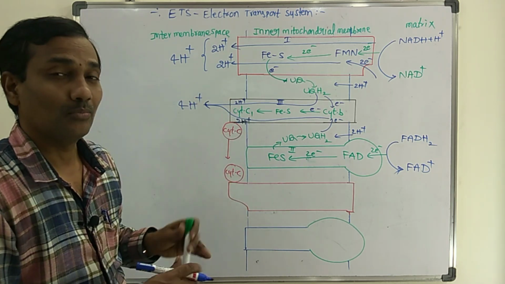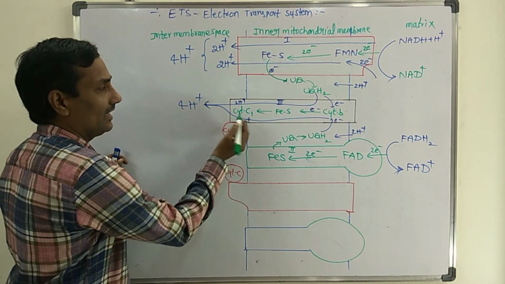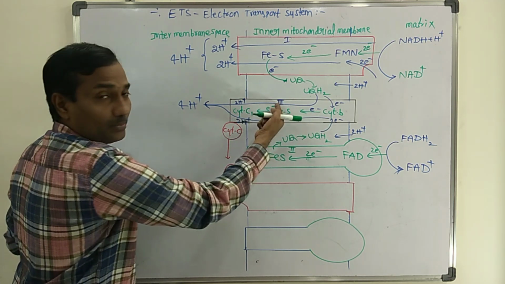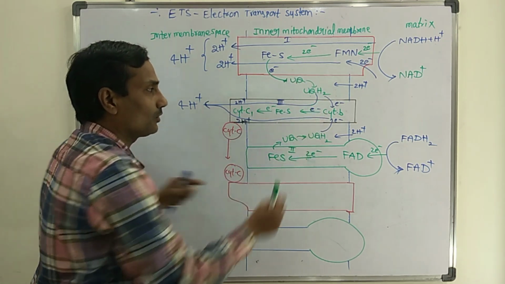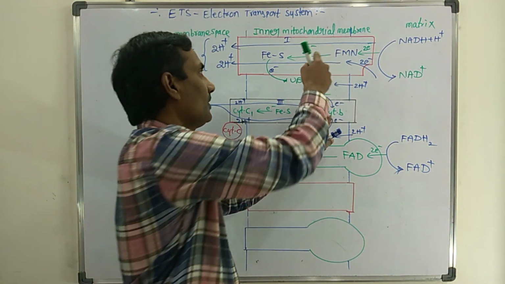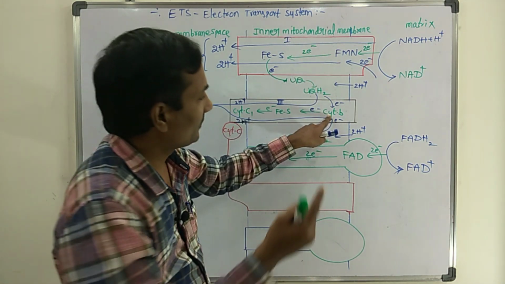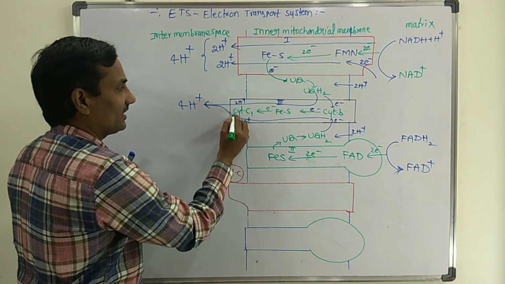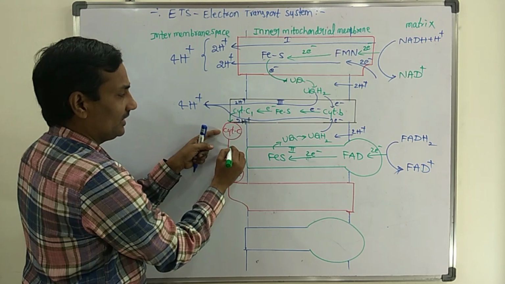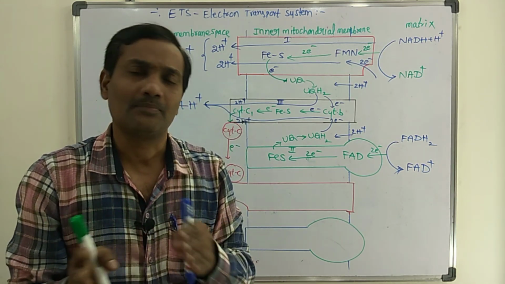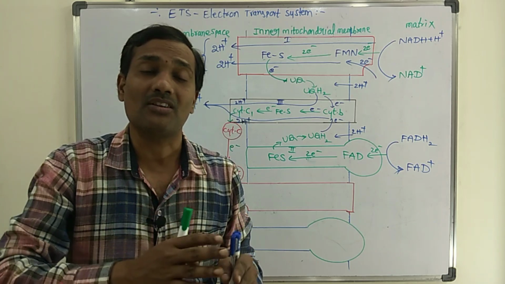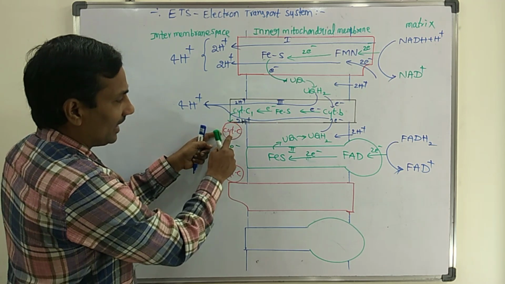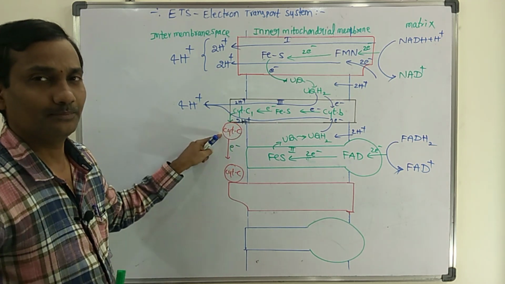Now most important thing, electrons are moving like this. So it is complex 3. This cytochrome B takes electrons from complex 1 and also takes electrons from complex 2. These electrons transfer to cytochrome C. Reduction and oxidation continuously occur. Once it undergoes reduction, it immediately oxidizes by donating an electron to the neighboring compound. So here these electrons are accepted by cytochrome C.